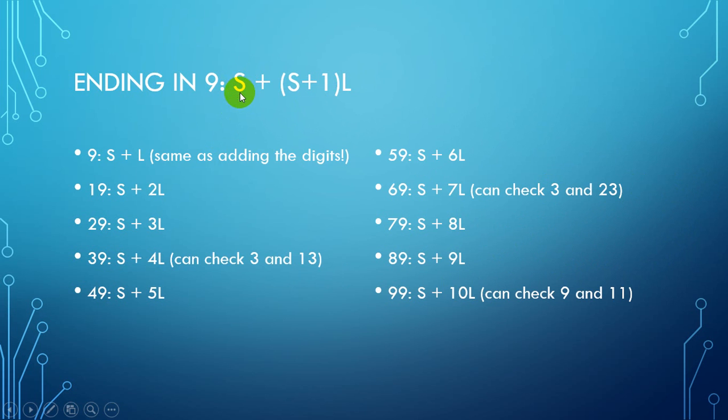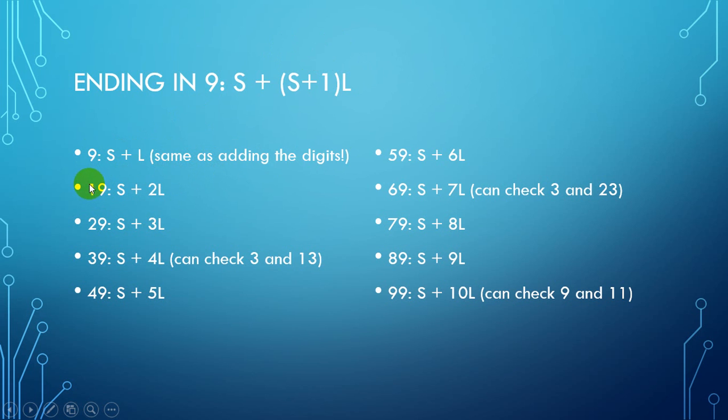And that one's fairly straightforward. It's just S plus the stem plus 1 times the leaf. So the divisibility rule for 9, if you can imagine a 0 here as the stem, well, 0 plus 1 is 1, and just like 3, it was just S plus 1 times L, or S plus L. And again, that's like 3, that's the same as adding the digits, except that here the digits have to add to a multiple of 9.